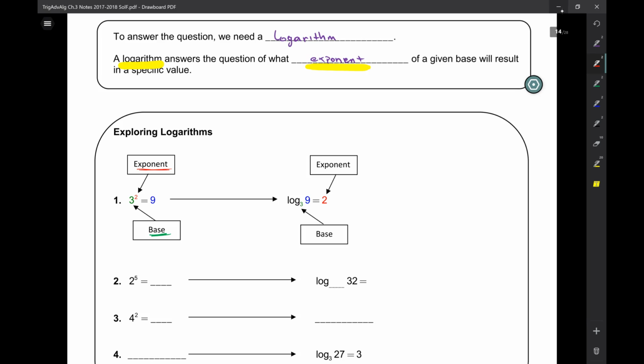Now, we can write the same exact thing in terms of a logarithm. So the template for a logarithm is this. Log base b of the value equals the exponent. You've done this previously. So log base b means the base, the 3, goes down here. Log base 3 of the value 9 must equal the exponent.